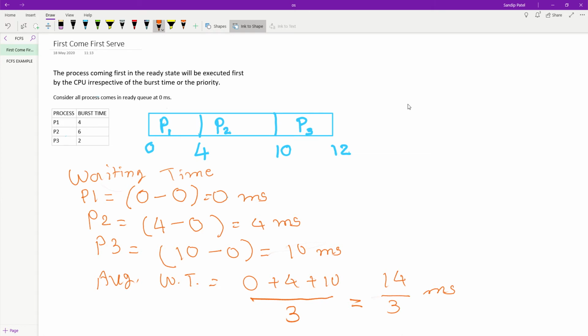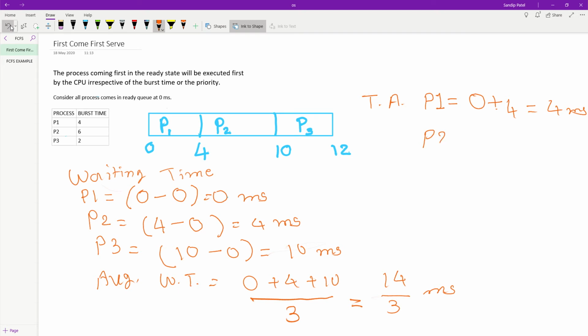How to calculate the turnaround time? So we will calculate it here. Turnaround time for P1 is equal to waiting time plus burst time. The burst time of P1 is 4 millisecond. So the turnaround time is 4 millisecond for P1.